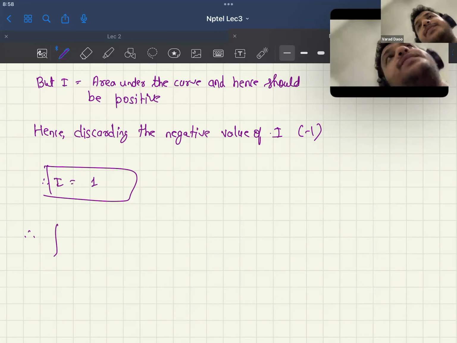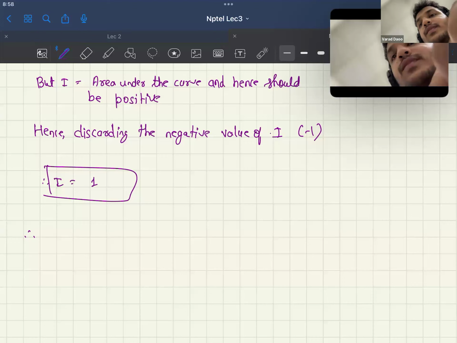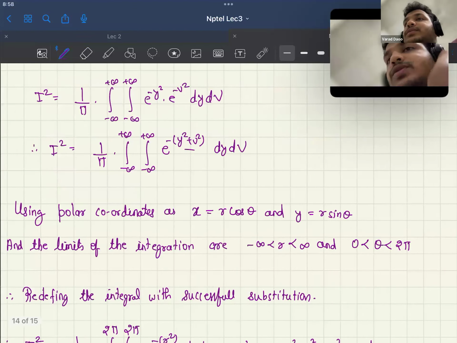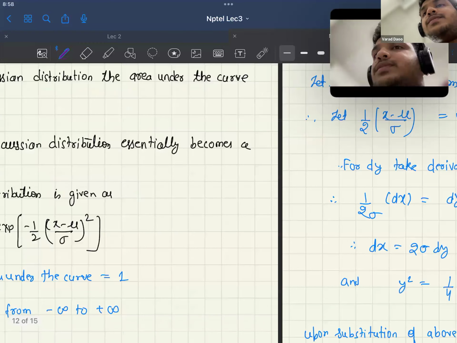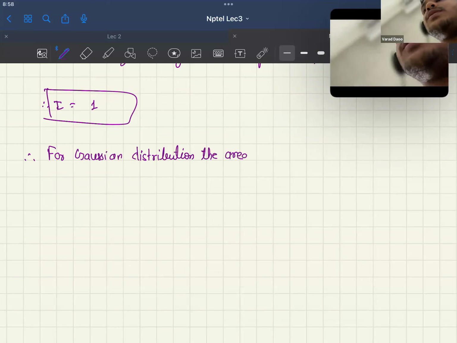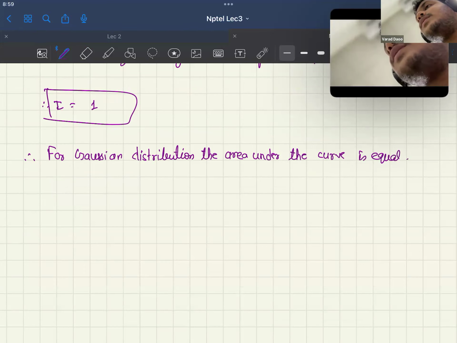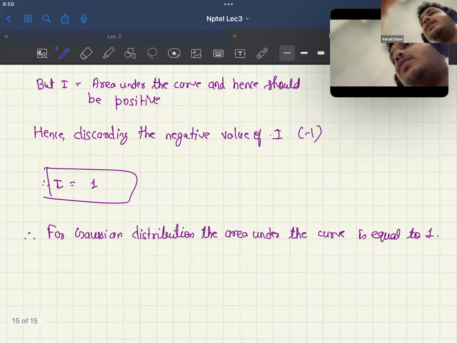Therefore, what was the question? Therefore, for a Gaussian distribution, the area under the curve is equal to 1. Okay, so now let us move on to the next question.